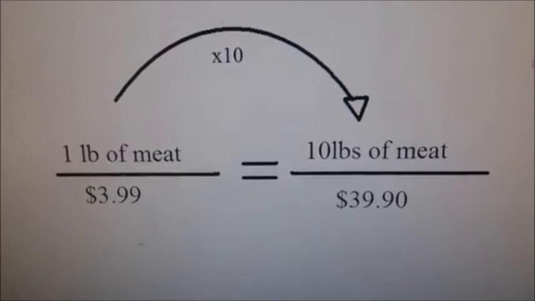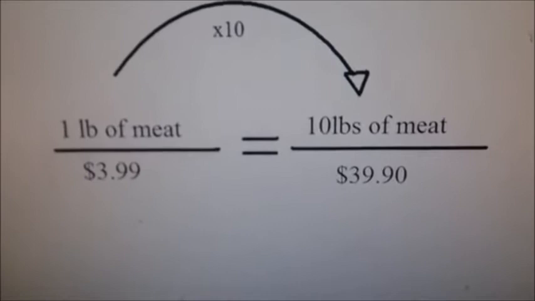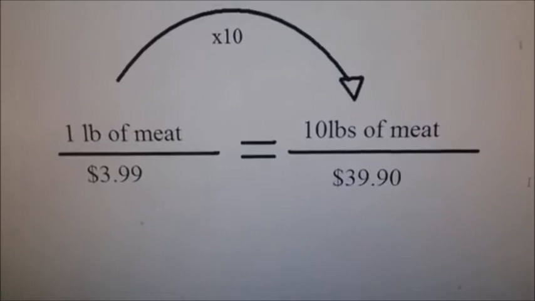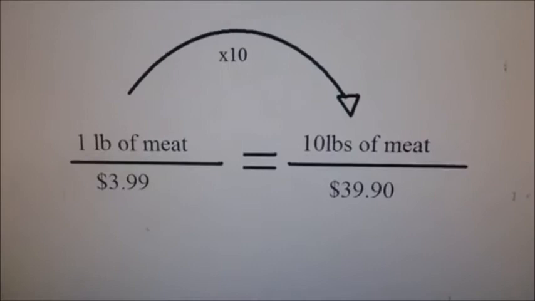Hi everyone, do you know what you're looking at right now? Today I will talk about real life math. For example, buying meat. It is usually sold by weight. So, if you buy 1 pound, it would cost you $3.99. And if you wanted to buy 10 pounds, then you would multiply $3.99 by 10, and you would get $39.90. That's a lot of meat.